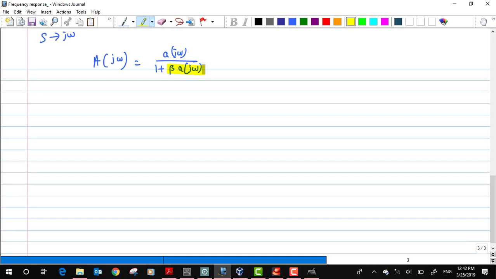Feedback factor is beta, but we have the combination of both these things: loop gain. We generally call the product of this beta times the open loop system the loop gain. I'm just going to denote it like this: T of j omega, and that is equal to beta times A of j omega.